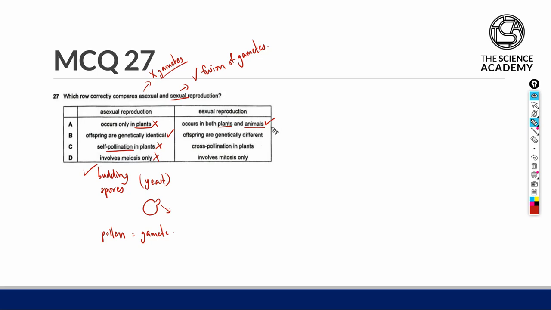Offspring are genetically different. This is also true. Due to genetic variation produced during meiosis, including the crossing over of sister chromatids, there is some genetic variation that is produced. Therefore, the offsprings are genetically different. Cross-pollination in plant does fall under the category of sexual reproduction, and sexual reproduction does not involve only mitosis, it should involve meiosis. Therefore, option B will be the correct answer.